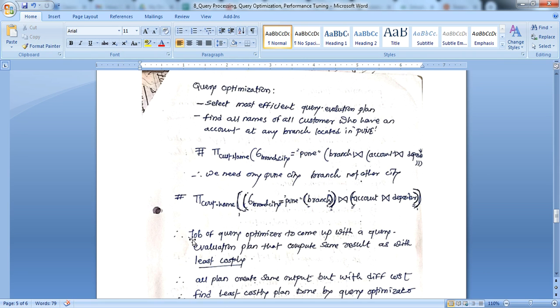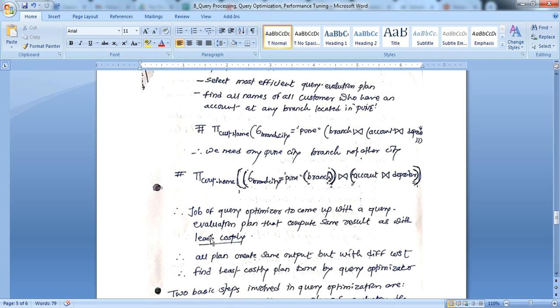We can say that the job of query optimization is to come up with a query evaluation plan that computes the same result at the least cost, right? That is the efficient query generated by the query optimization.